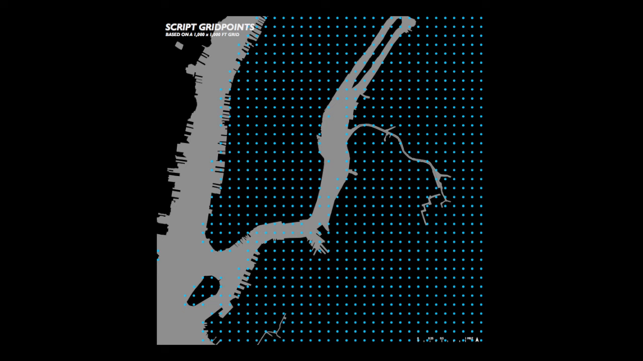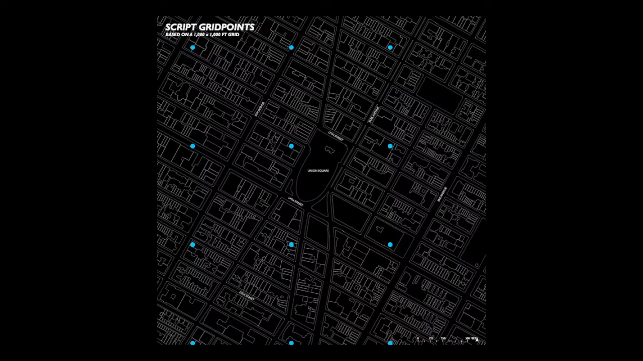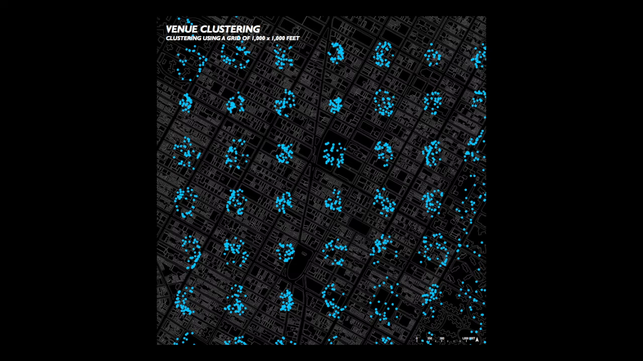So this was our first try. We created a grid of points over New York City. This is 1,000 by 1,000 feet. And it was dense enough. That's what we thought at the beginning. And we submitted all of these points to the Foursquare API. This is how that grid of points looks around Union Square. So you see, there are points around the city. And this is the response of the venues that we got.